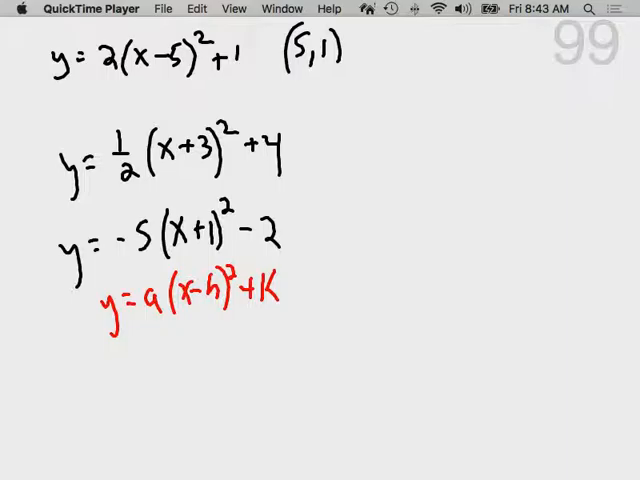Somebody who hasn't helped yet? Let's go, Evan. Good, the vertex is -3, 4. I like it. What else can you tell about this particular graph? The leading coefficient is 1/2, so it's going to be wider. That's right, leading coefficient of 1/2, it'll be wider.